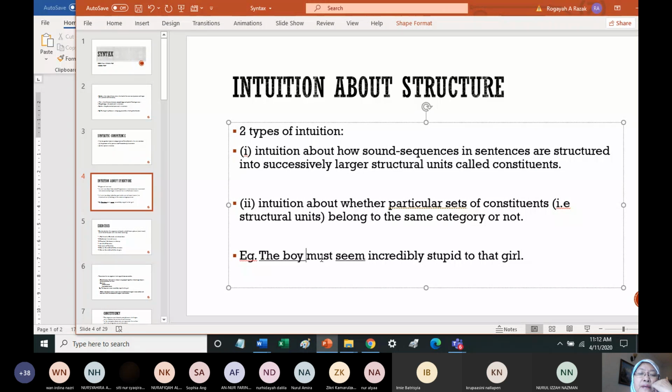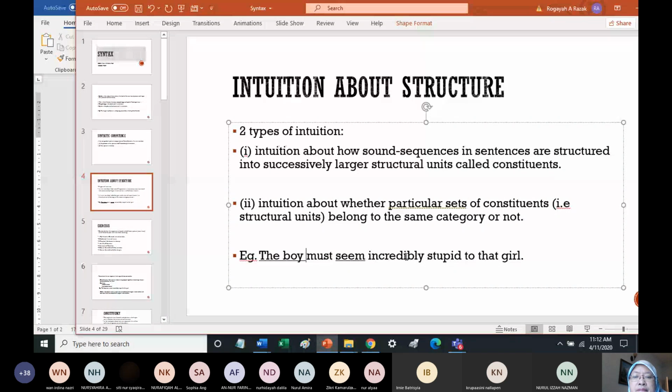And then we say boy and must. Boy must. Does it go together? Your gut feeling will say no. It does not go together. Okay. So if it does not go together, it does not belong to the same category. And then you say, okay, must and seem. Does it go together? It's better. Must seem.